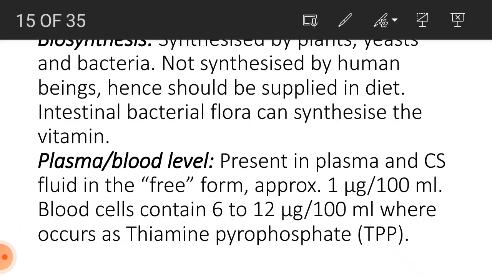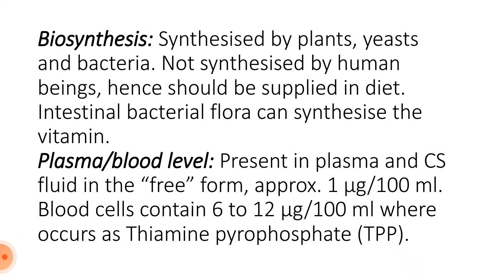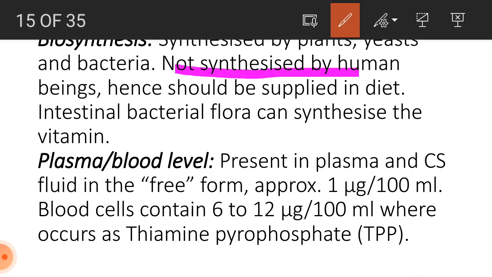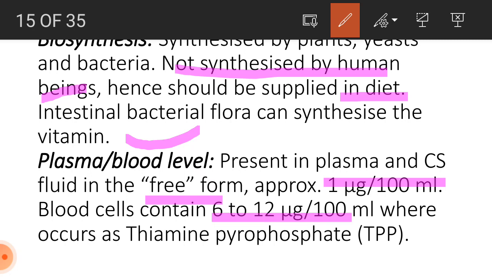It is synthesized by plants, yeasts and bacteria. As we all know, this vitamin is not synthesized by human beings, hence it should be supplied in the diet. Intestinal bacterial flora can synthesize this vitamin. It is present in plasma and CSF in the free form, approximately 1 microgram per 100 ml. Blood cells contain 6 to 12 microgram per 100 ml, where it occurs as TPP, that is thiamine pyrophosphate.